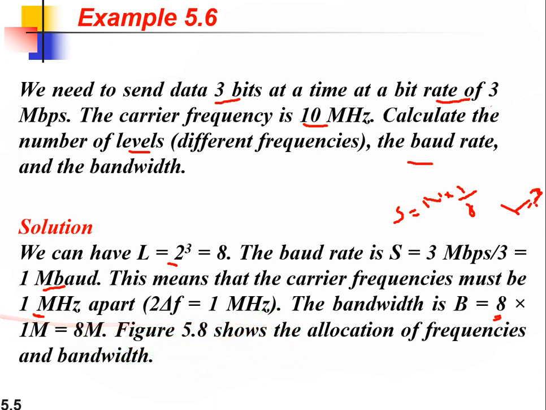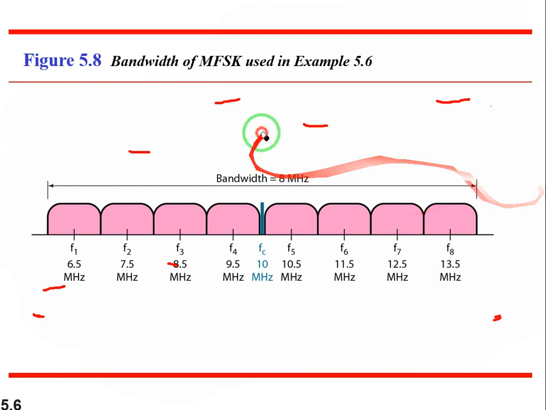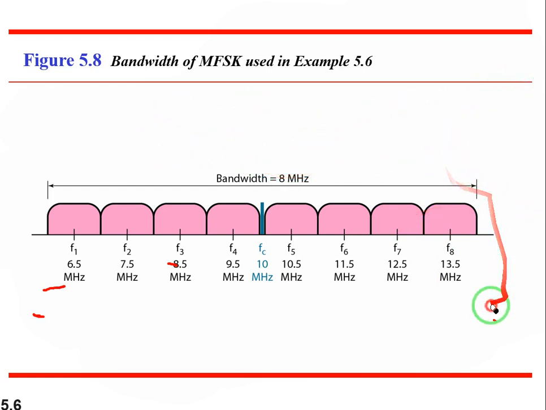So let's come to this graph, this block diagram. In the block diagram, you can see our carrier frequency is always the central frequency. So 10 megahertz is basically our carrier frequency, and this is basically our central frequency. And how much is our bandwidth? Our bandwidth is 10 megahertz.